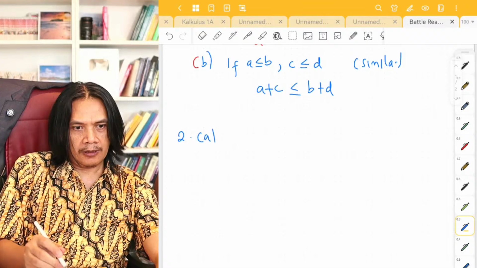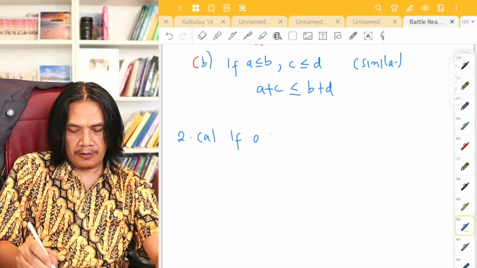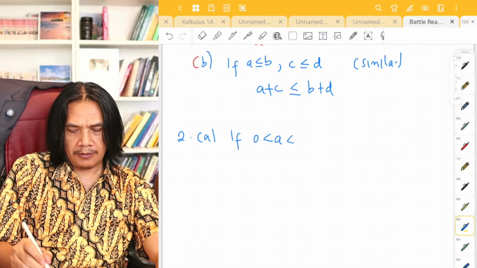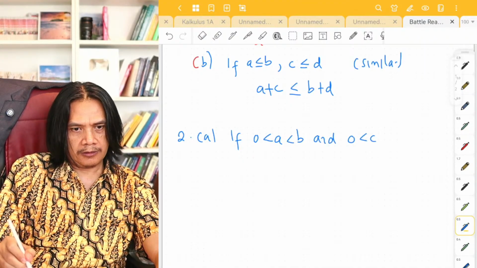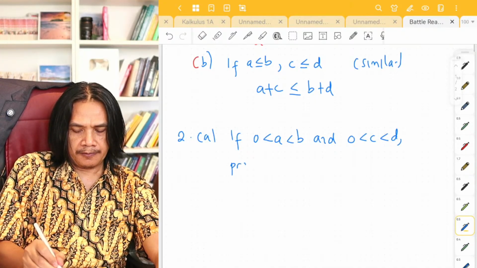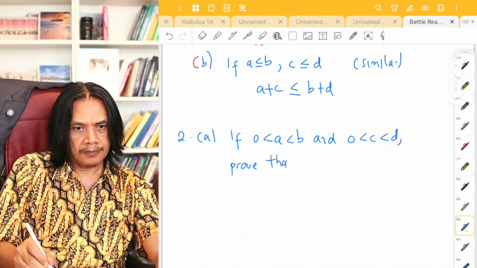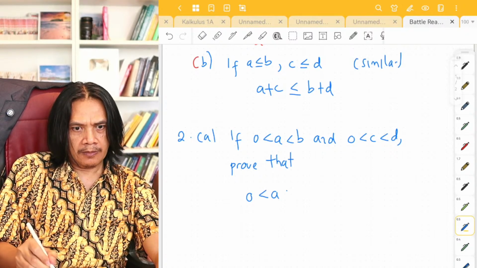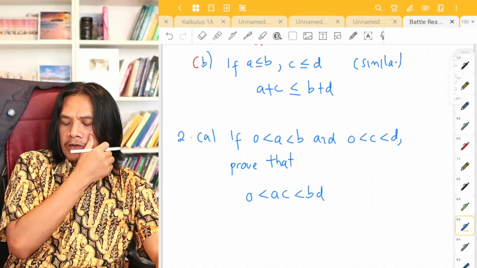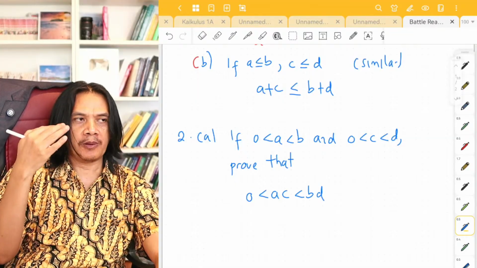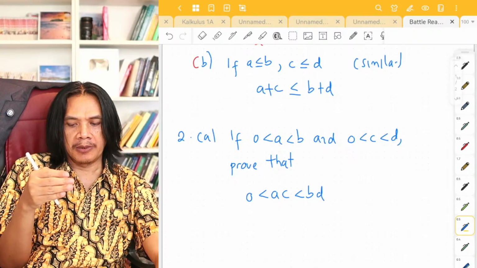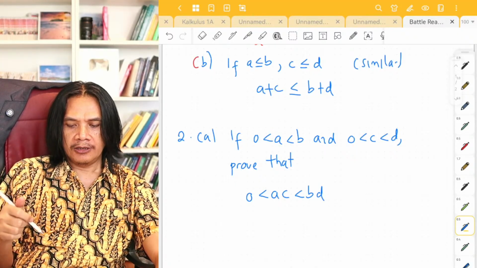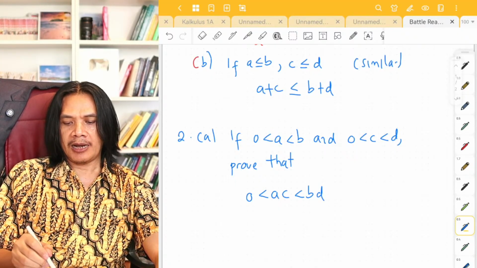2A. If 0 is less than A less than B and 0 is less than C less than D, prove that 0 is less than AC less than BD. The only property that we know is that if we multiply an inequality by a positive number, then it preserves the inequality. So using a similar idea, we want to get something with AC.